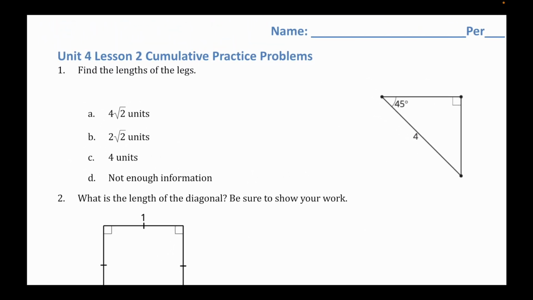Illustrative Math Geometry. So this lesson was all about half of a square, which makes a special right triangle looking like this one over here on the right, meaning it has a 45-degree angle and a right angle, of course, because it's a right triangle. So for the first question, we want to find the lengths of the legs.